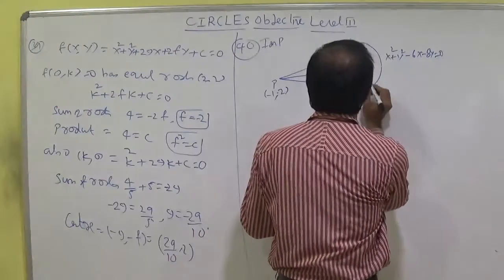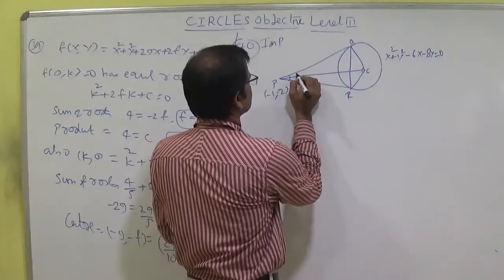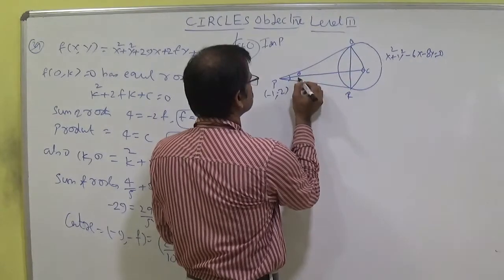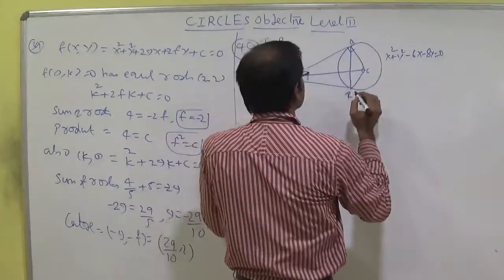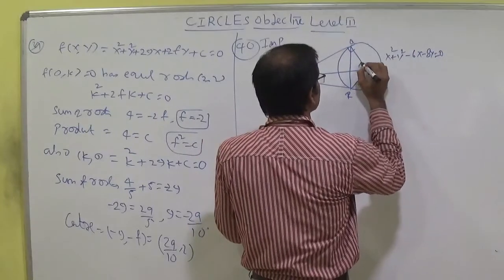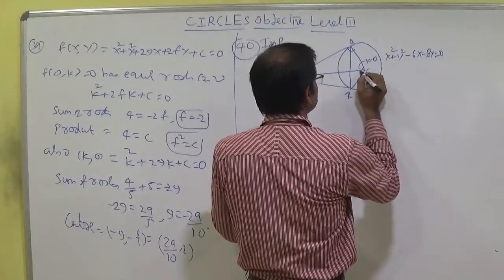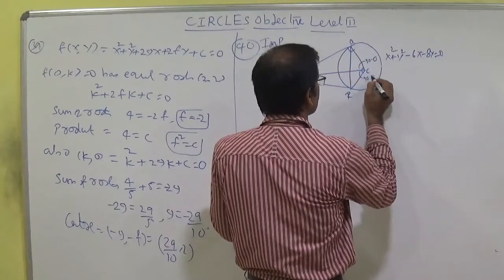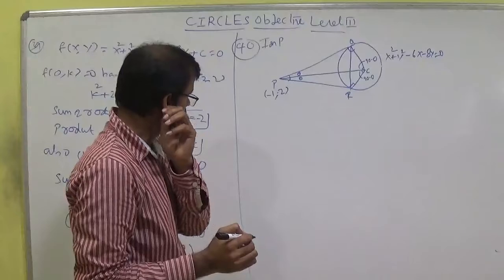Draw like this. Put here theta. So this is also theta. We know that this is 90, so this is 90 minus theta. This is also 90 minus theta, because of the concept that the angle in a semicircle is 90 degrees.